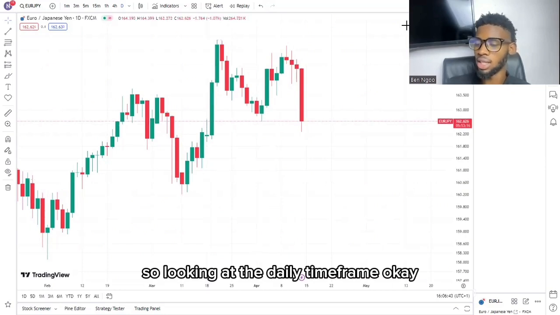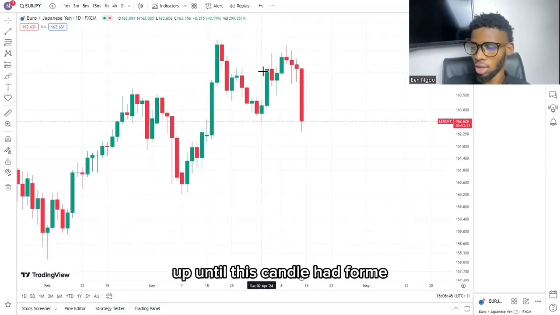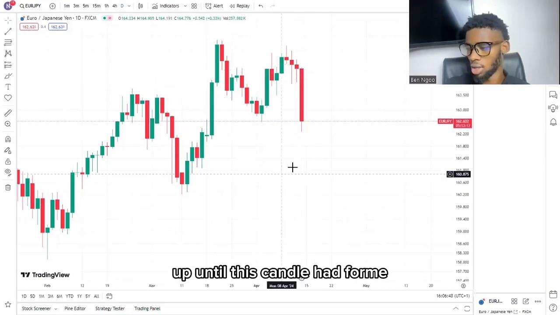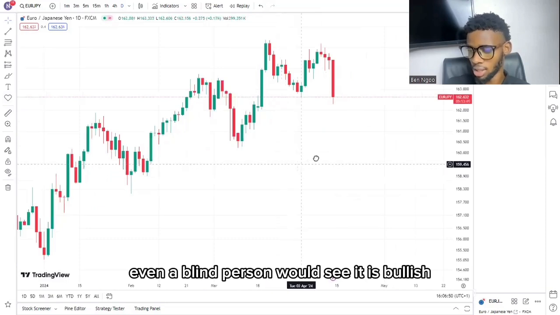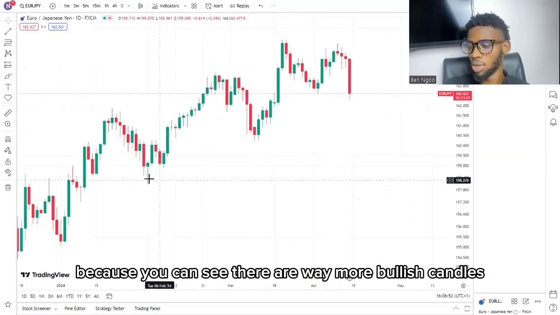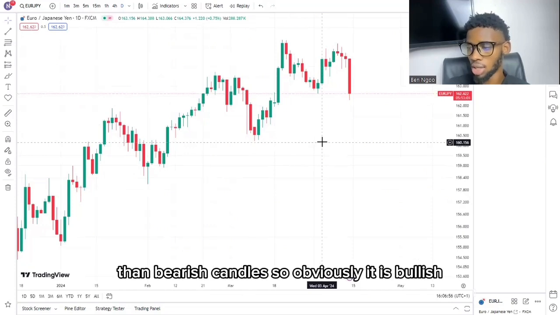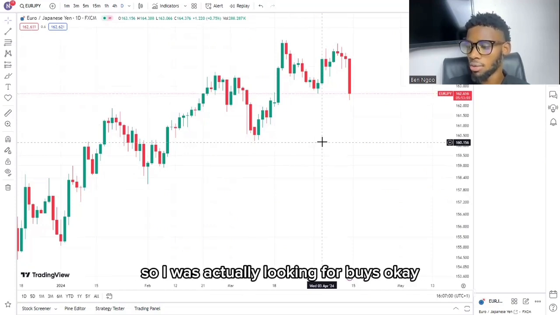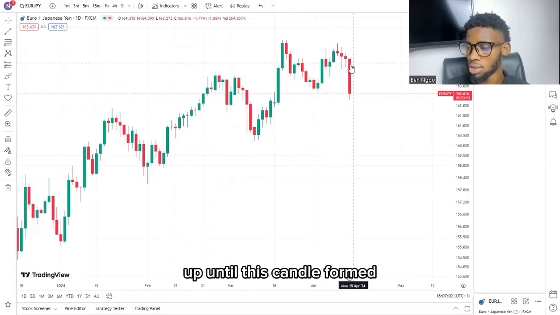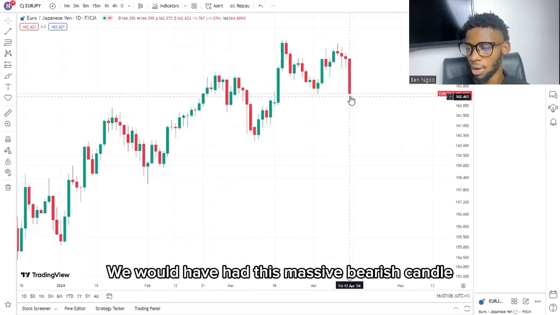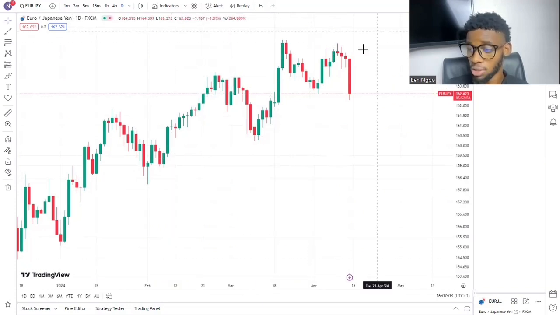Looking at the daily time frame, up until this candle had formed, even a blind person would see it is bullish, because there are way more bullish candles than bearish candles. So obviously it is bullish, and I was looking for buys. Up until this candle formed, no one would have thought we would have this massive bearish candle.